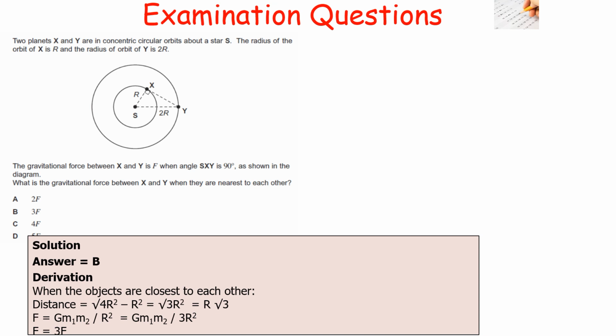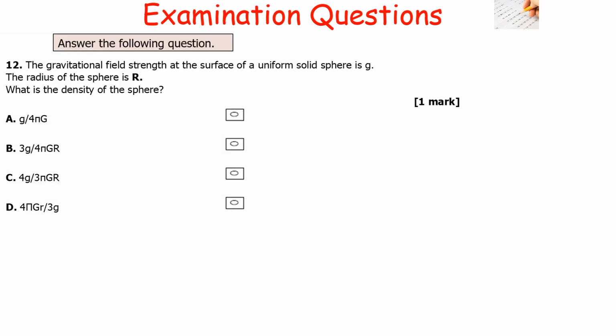We know that the gravitational force is equal to G m1 m2 over r squared. Now we know that r is equal to r square root 3, so therefore r squared is going to be equal to 3r squared, because we know that square root 3 squared is just 3 and r squared is r squared. So therefore we can say that it's going to be equal to 3F, because we've increased our value of r squared by 3.